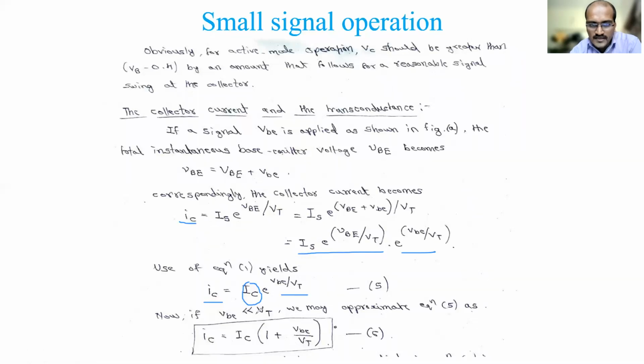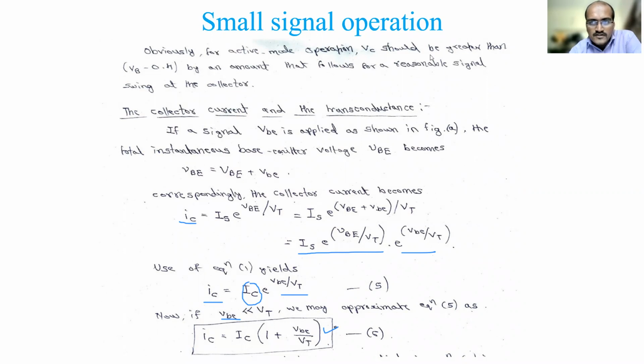Now if VB is very much less than VT, so this VB is a very small signal, very small in terms of millivolts. If this is very much less than the thermal voltage, we may approximate equation 5 as follows. Here again I am using Bernoulli's expansion: if you have e to the power A, then I can write it as 1 plus A. The same way, here IC is equal to IC, which I have expanded as 1 plus VB by VT. So this equation holds good only when VB is very small compared to the thermal voltage VT.